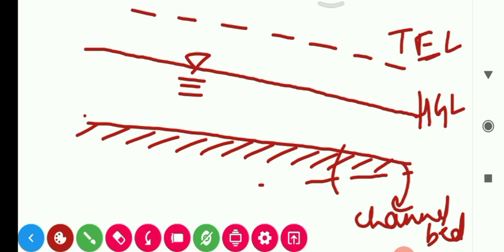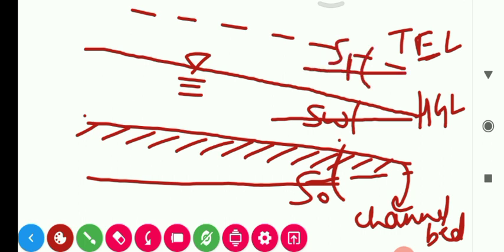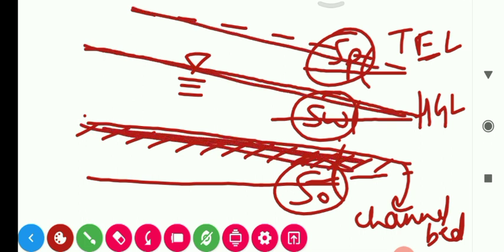Okay, and this channel bed slope, suppose this angle is S0, the slope is S0, and the hydraulic gradient line, this angle is SW, and the total energy line angle is SP. And these SP, SW and S0 are equal, meaning the bottom slope of the channel, the water surface and the total energy line are parallel to each other.